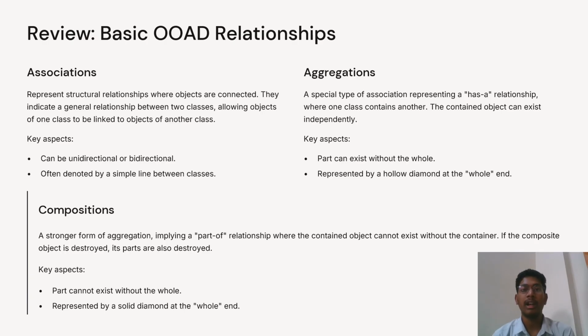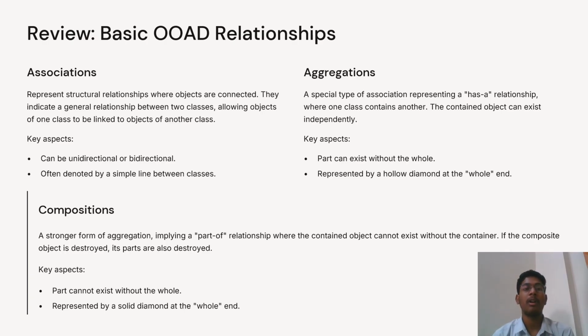And now we will see aggregation. Aggregation is a special type of association representing a has-a relationship where one class contains another. The contained object can exist independently. The key aspect of aggregation is that the part can exist without the whole, represented by a hollow diamond at the whole end. And now composition.